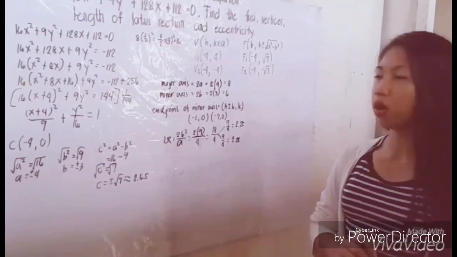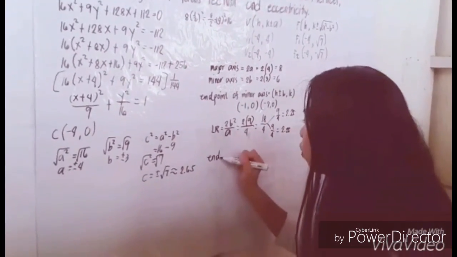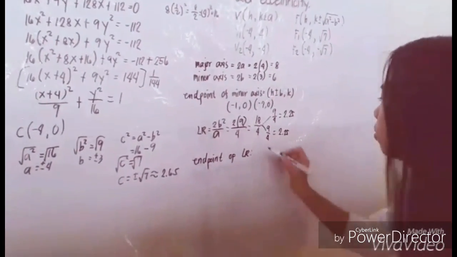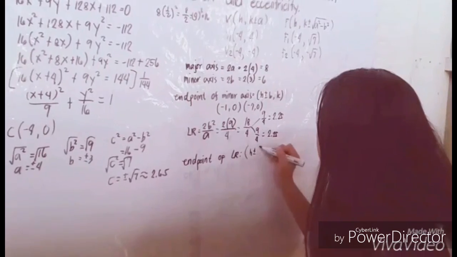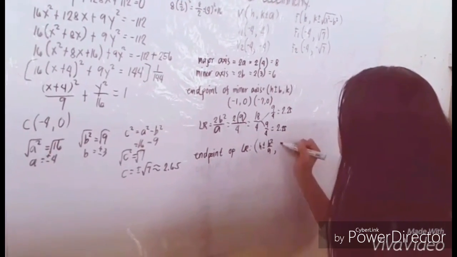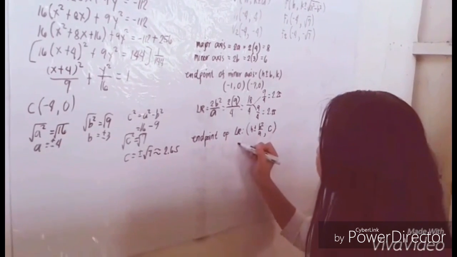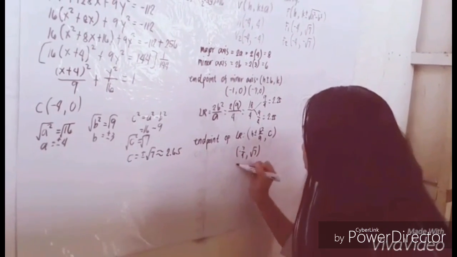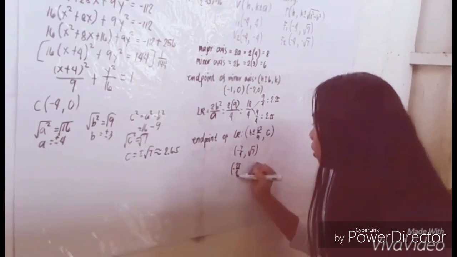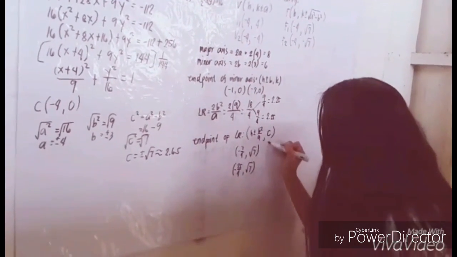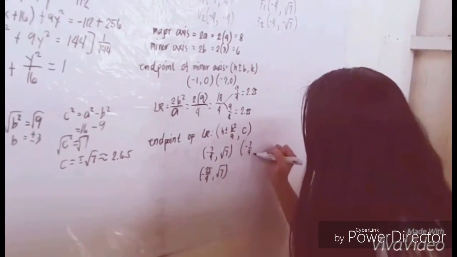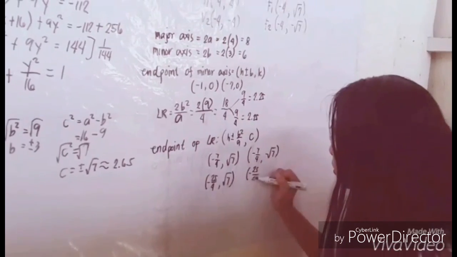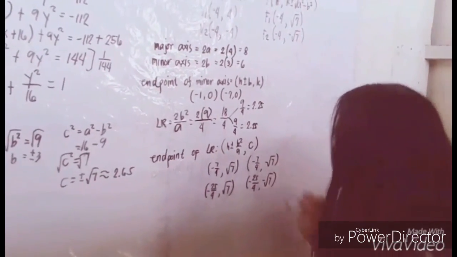We can also find our endpoints of LR. So our endpoints of LR are h plus and minus b squared over a, c. So we have negative 7 over 4, square root of 7, and negative 25 over 4, square root of 7. We have negative 7 over 4, negative square root of 7, and negative 25 over 4, negative square root of 7.